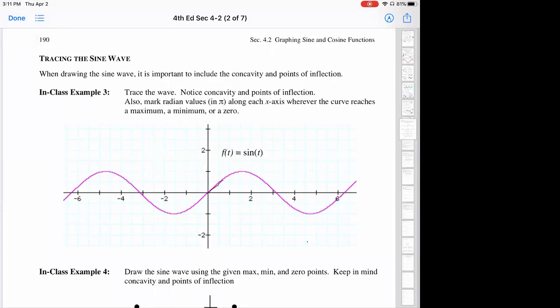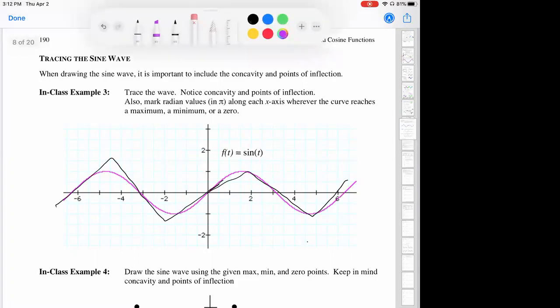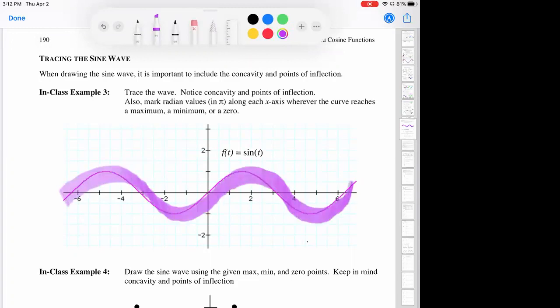Because notice your graph does not go peak, peak, peak, right? It's not pointy at all. And that's something that's really important. We have to make sure we graph nice, smooth graphs. We want to make it a point to trace these waves. You don't want to make pointy waves.